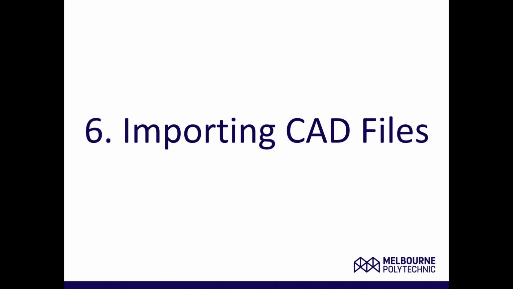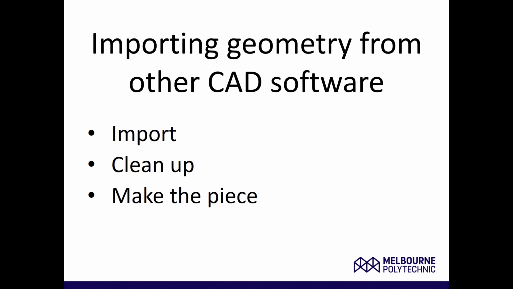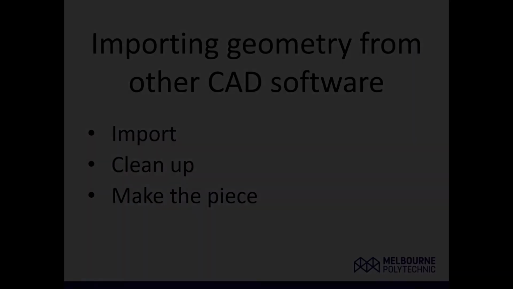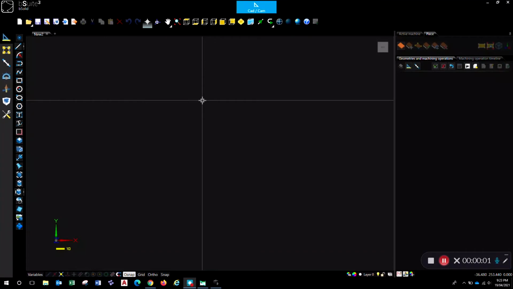We're looking at importing CAD files from other CAD packages into the bSuite workspace and then machining those up. So we'll go through a few things in this video. First off, how to import things, clean up your geometry, and then make the piece. And that'll enable you to have that geometry there on your piece ready for machining when you're ready to do that. You can look back at some of the other videos and have a look at how to set up that machining and achieve those machining outcomes.